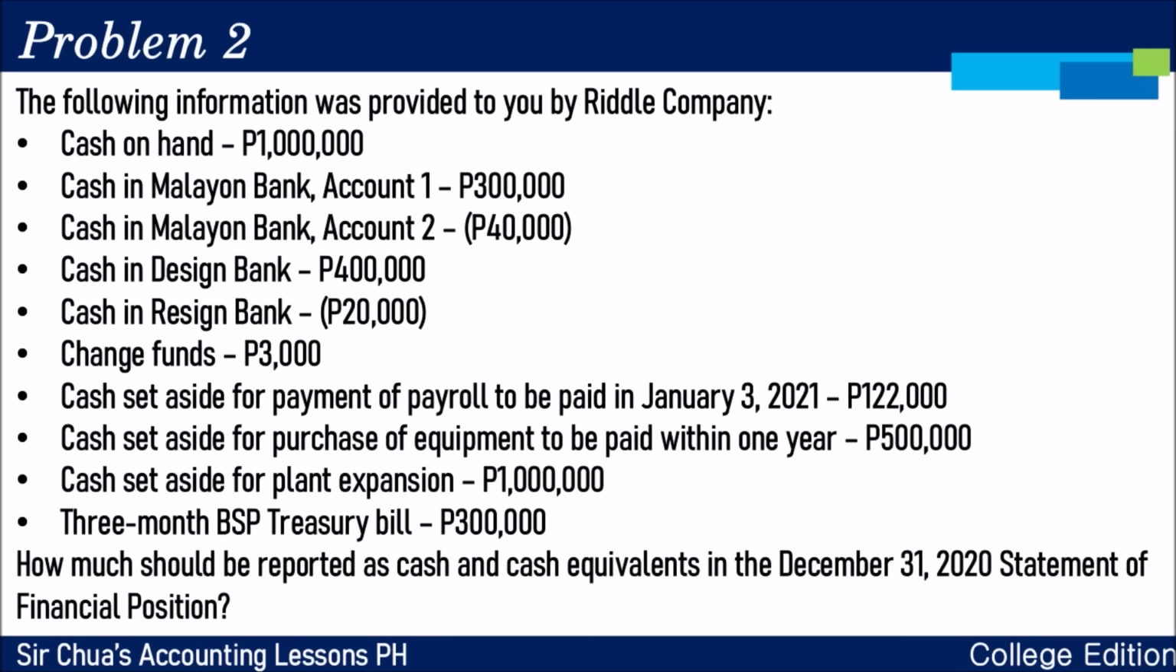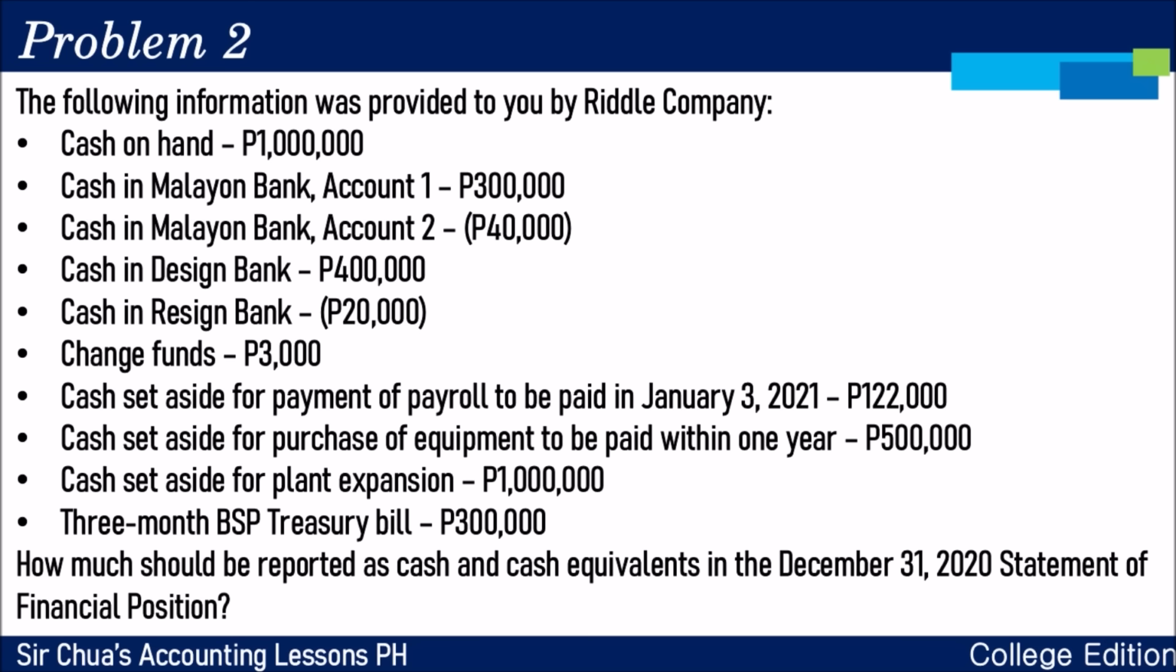The following information was provided to you by Riddle Company. So we have cash on hand and then 2 account balances in 1 bank. One of which of them is an overdraft. And then we also have cash in Design Bank, which has a positive 400,000 balance. But the cash in Resign Bank is an overdraft of 20,000.